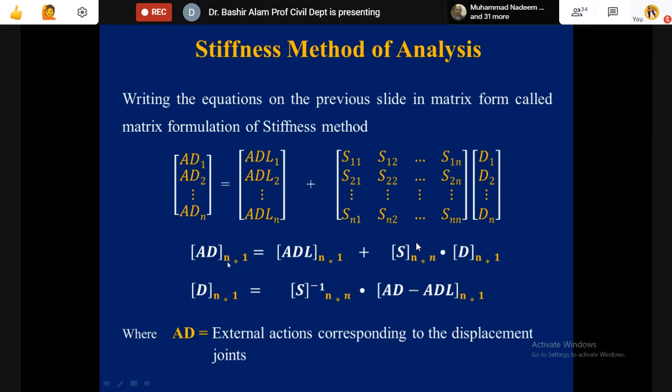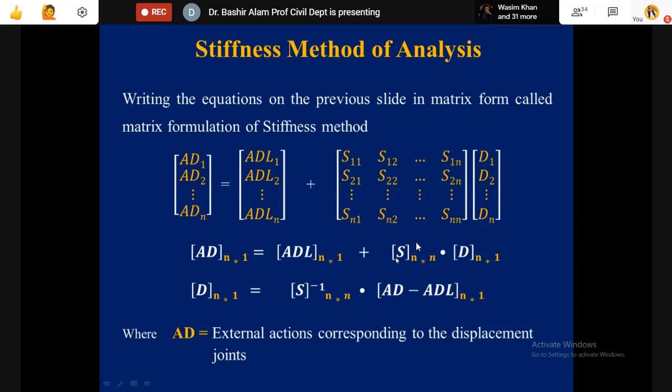What is N? It is the degree of kinematical indeterminacy of the structure. So N cross 1. If you remember, DRS used to be the same thing, N cross 1. ADL is the actions corresponding to the displaceable joints in the actual loaded structure, so this is N cross 1. S is the stiffness coefficient matrix, N cross N depending on the kinematical indeterminacy. It is always going to be a square matrix, positive definite and symmetric, times D, N cross 1.